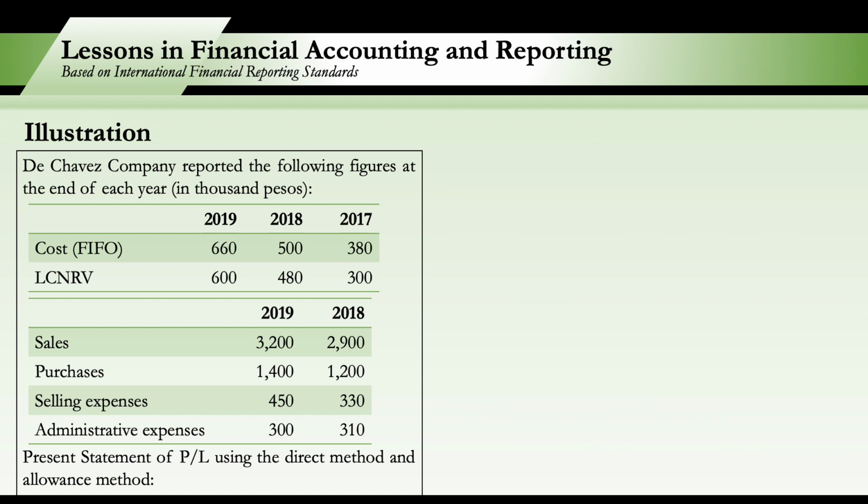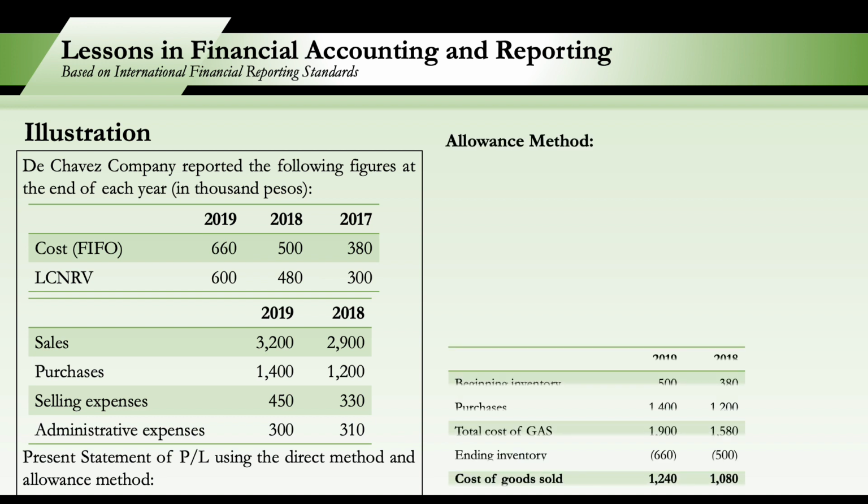And finally, to prepare our cost of sales using the allowance method, we have these figures, no? So again, we are using our costs. For 2018, the beginning inventory is 380 cost, add the purchases of 1,200,000, so our total cost of goods is 1,580,000, less our ending inventory, which is also at cost of 500,000. Therefore, our cost of sales is 1,080,000.